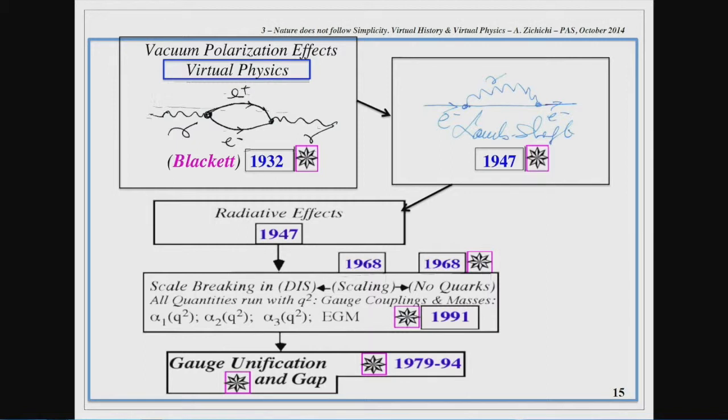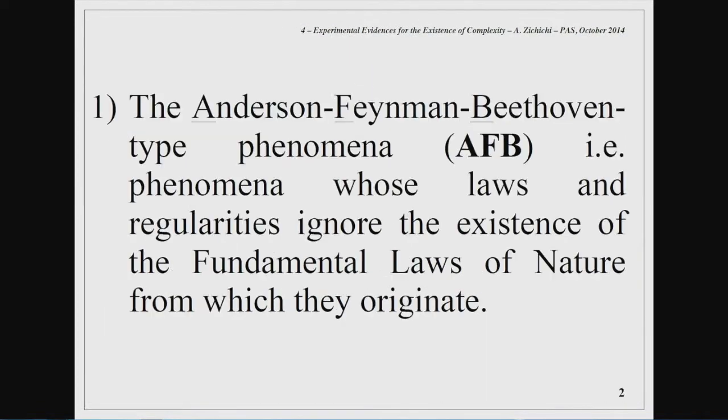Not one single physicist on this planet had imagined this elementary process, which is virtual physics, where an electron emits a photon and reabsorbs the photon. If you look at the left, at the virtual physics of the vacuum polarization, it's a very complicated diagram. It's alpha squared. So this is what nature tells us.